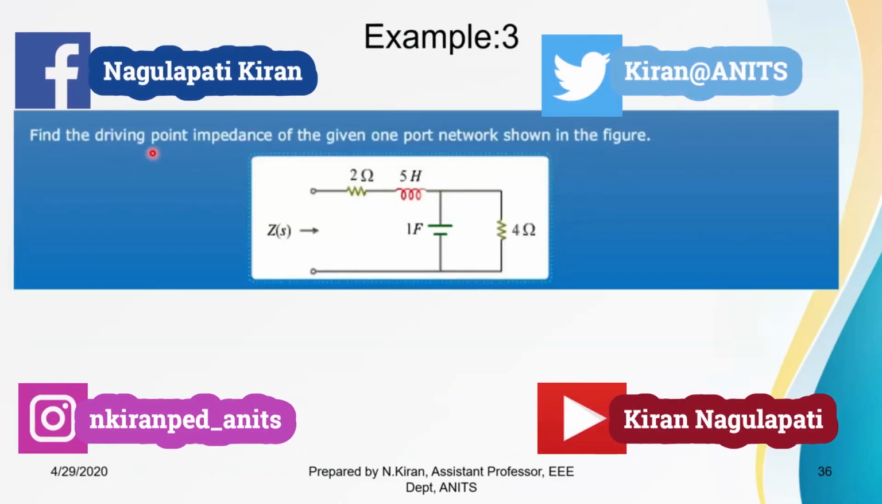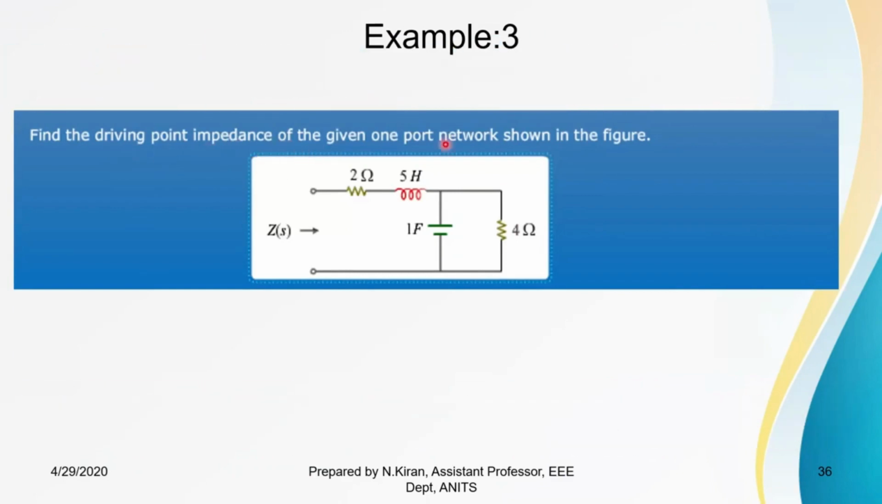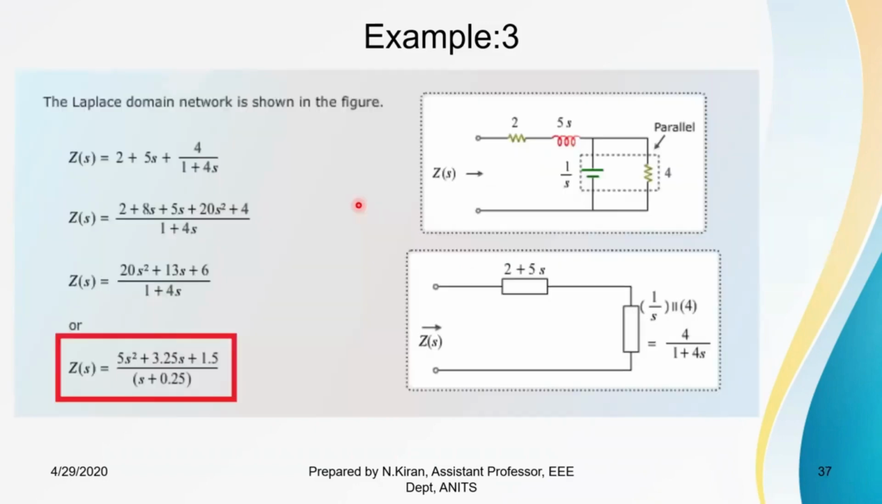has asked us to find a driving point impedance for this one port network. So driving point impedance, that is Z of S is equal to V of S by I of S, we should find. First let us convert this into the Laplace domain. So this value becomes 2, inductor value becomes 5S, capacitor value becomes 1 by S and resistor value remains the same.